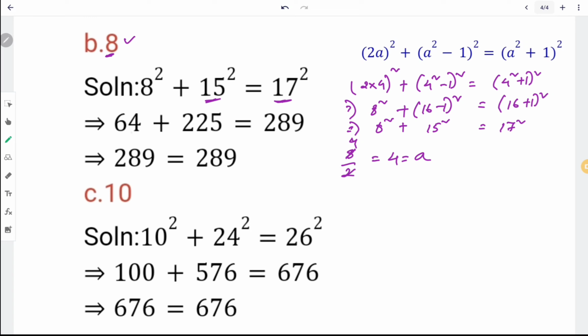Okay. Then 8 square is 64, 15 square is 225, 17 square is 289. You just have to multiply 2 times, right? This time I'm getting 289, and then already this side. So these are Pythagorean triplets.